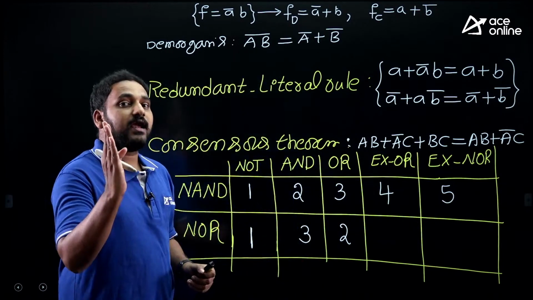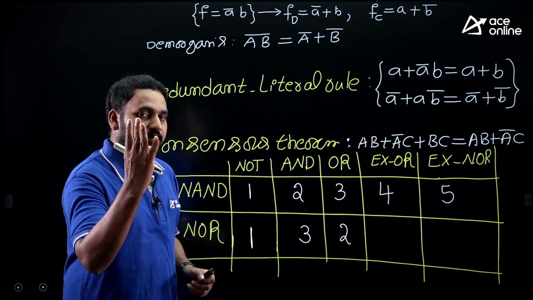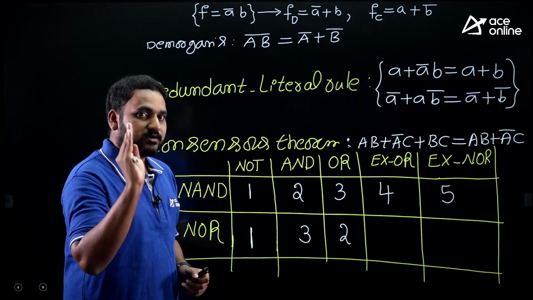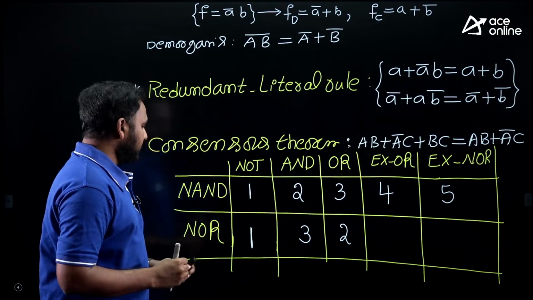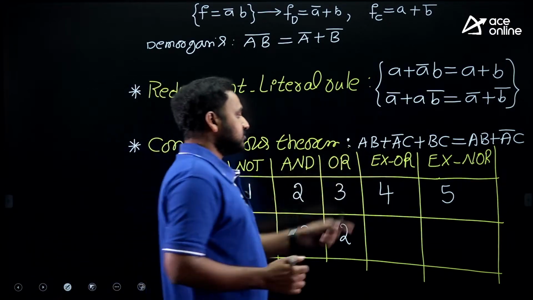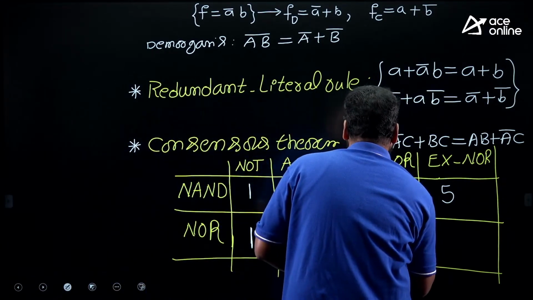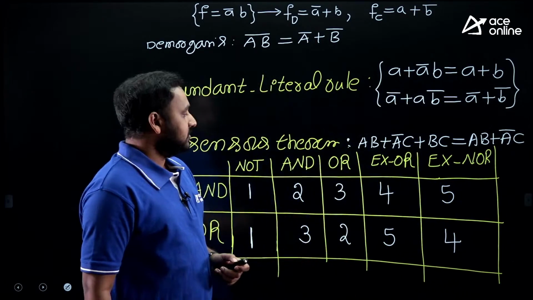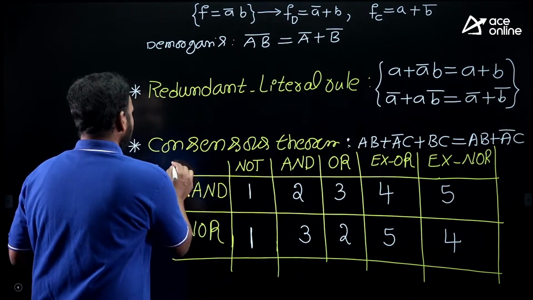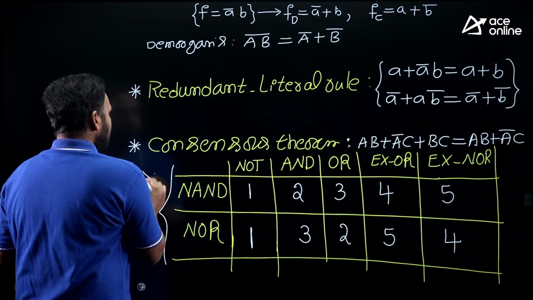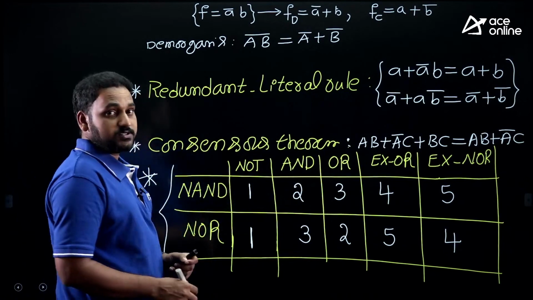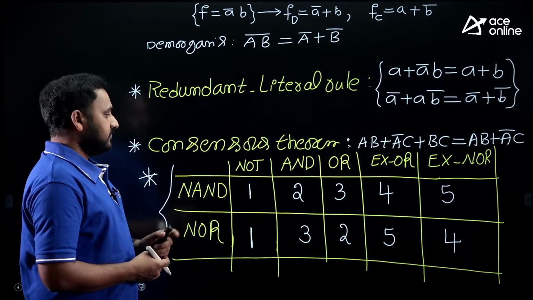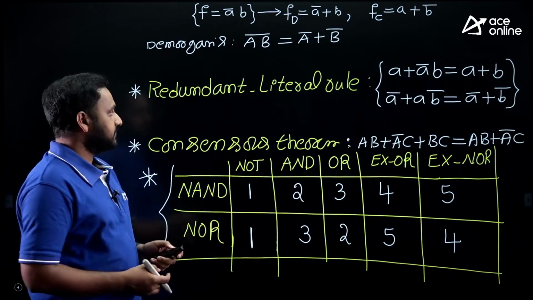We need only 4 NAND gates for the XOR operation. But for NOR gates, it is not 4, we need 5 NOR gates to implement XOR. But we need only 4 NOR gates to implement the XNOR. So this table will definitely help you. I can't give you the proof for these particular circuits, but I can give you this table. From this table also questions are found.